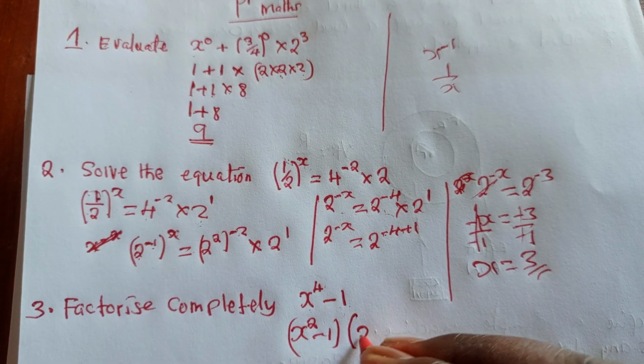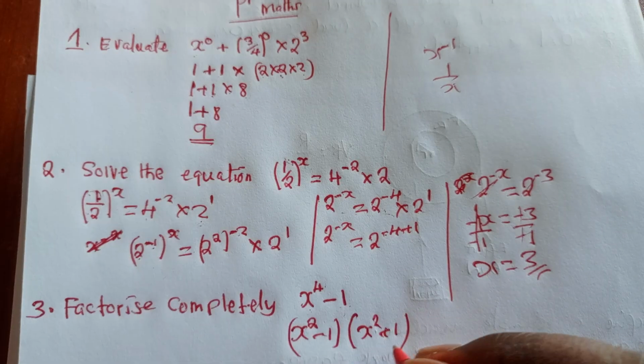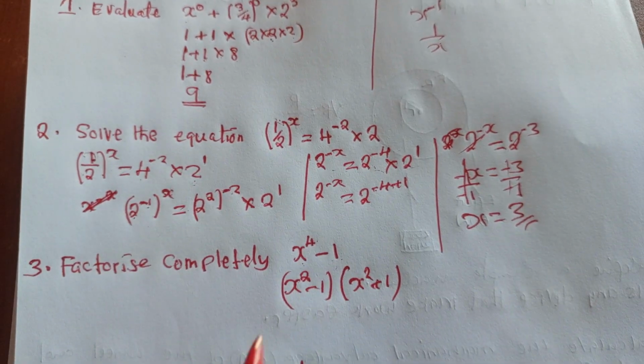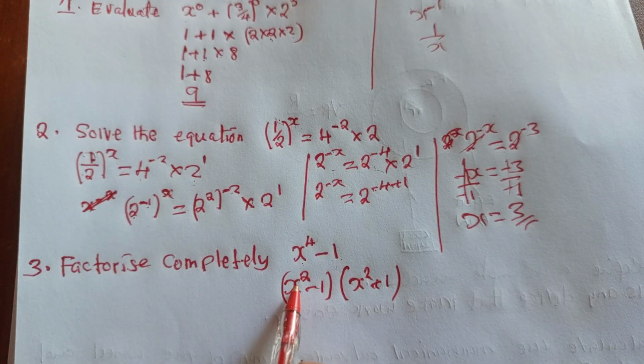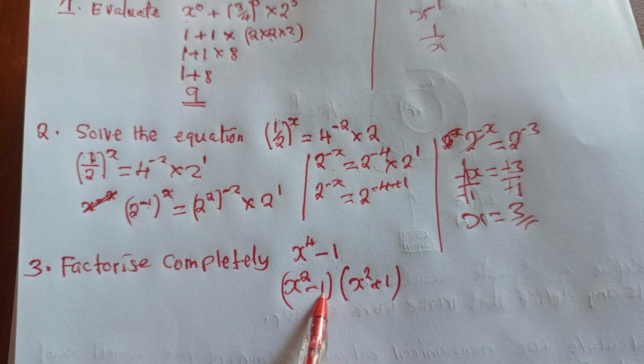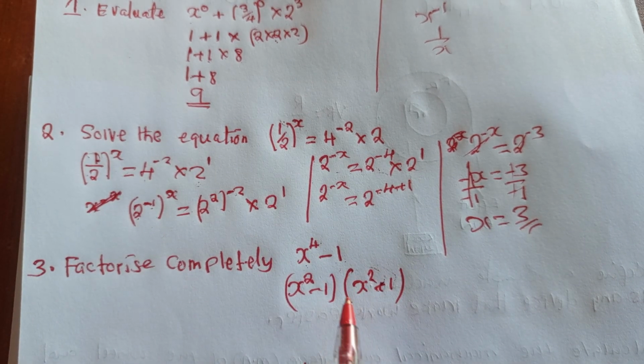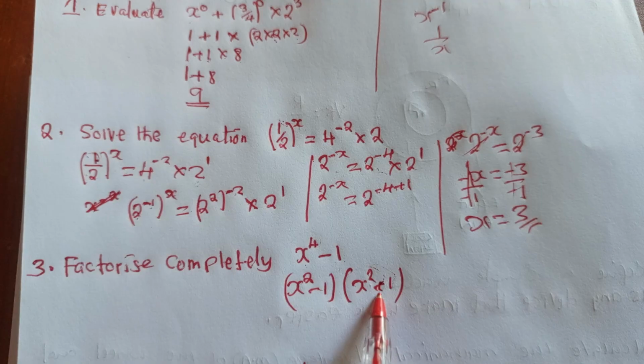Then here I'm going to do the same. Then I'll put plus 1. So I'll factorize using the difference of 2 squares. Again, when we check here, x squared has a square root and 1 has a square root. But this one, we cannot factorize it further. Why? Because there's a plus here. So we cannot use the difference of 2 squares.